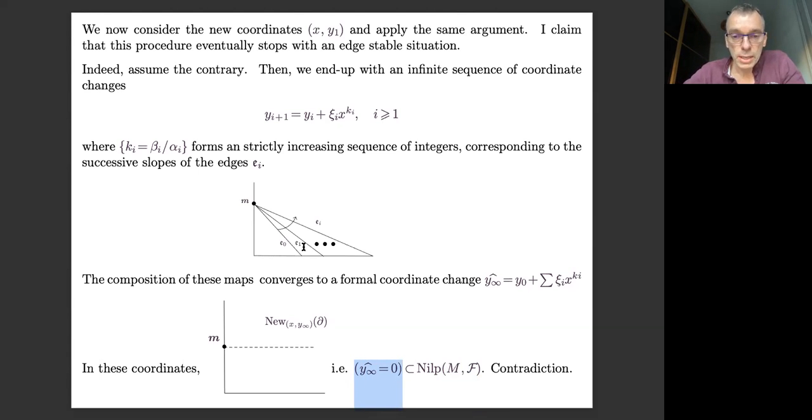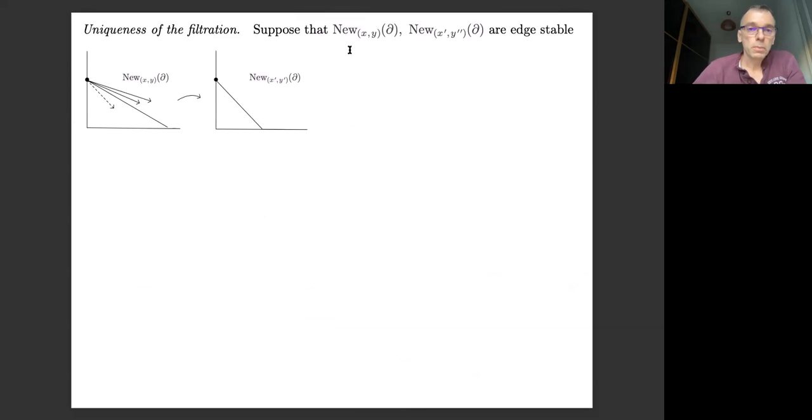Okay, so this contradiction says that this refinement procedure should stop at some point, and you attain a stable situation, edge stable situation. Okay, so now let's show that you have the uniqueness of the filtration. So it's more or less the same type of argument. Suppose that you have two different coordinates, x, y, and x prime, y prime, which both give an edge stable Newton polygon, right?